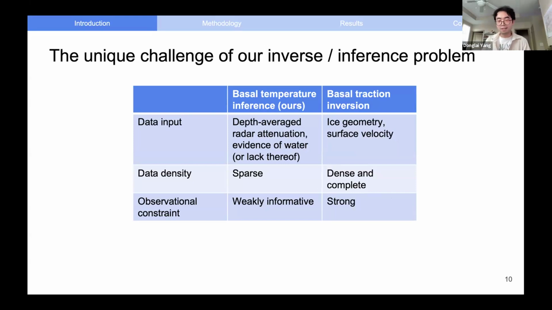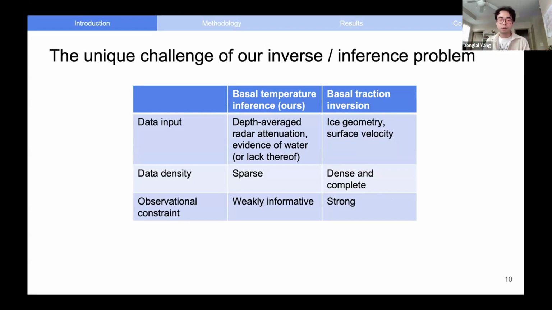Now a staple practice in initializing ice sheet models. And for that kind of problem, we use ice sheet surface geometry, ice thickness, surface elevation, and surface velocity, which are pretty dense and complete. And the observation uncertainty is pretty low. The constraint is pretty strong.